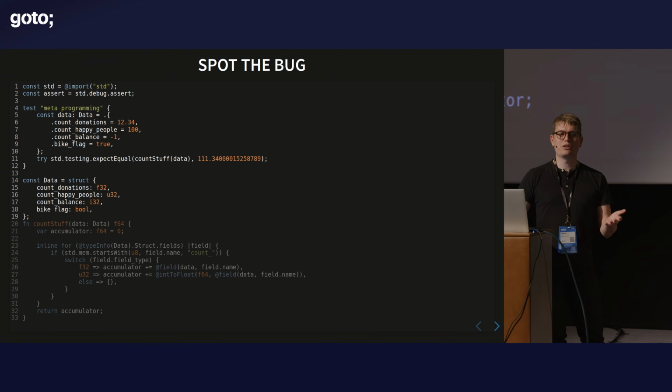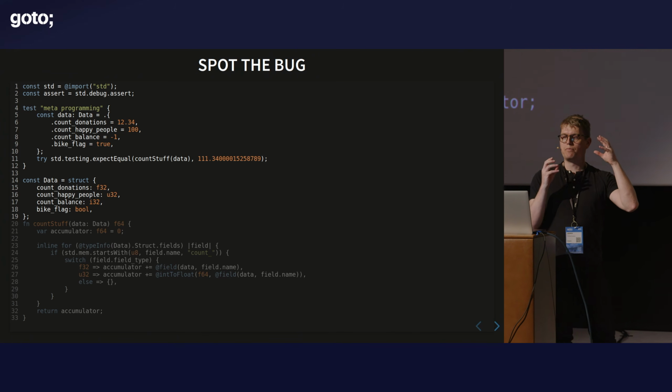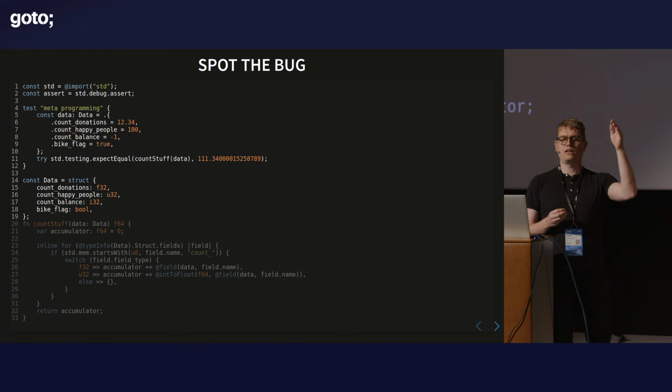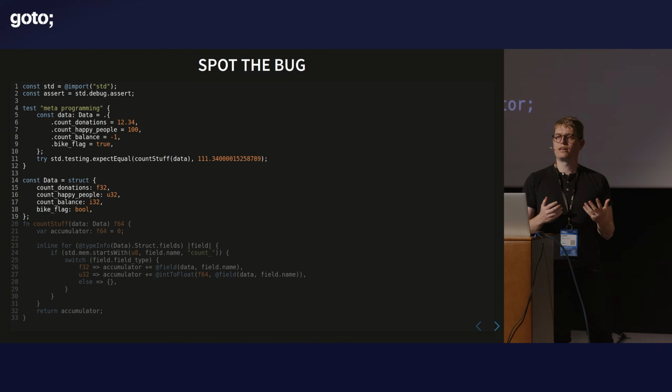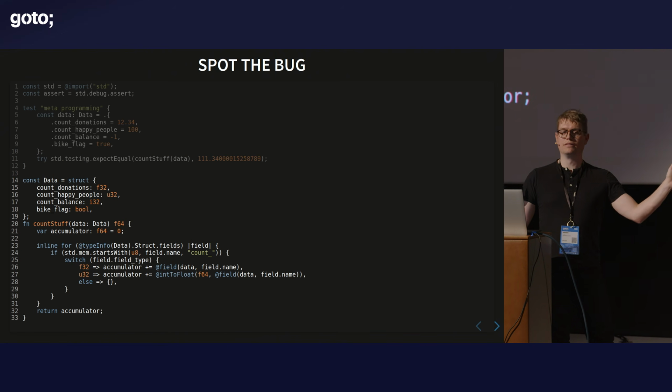So here's the setup code. We're going to do some metaprogramming. The goal of this code is that we're going to do metaprogramming that counts the number of fields in this data struct. Any field that starts with count underscore, we want to treat that as a number and add all these together. And we're going to have a generic metaprogramming function that can do this. So here we're calling our function count stuff, and we've initialized it with 12.34, 100, -1, and we're getting the wrong answer. So there's a bug somewhere in here.